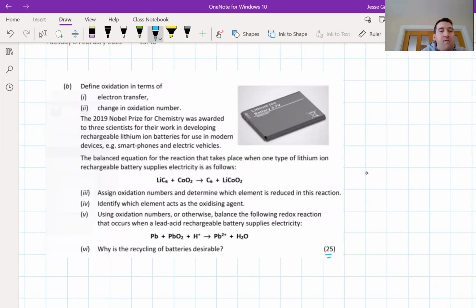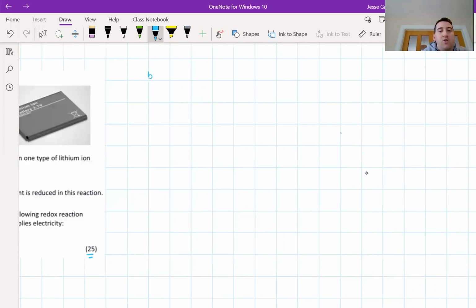It says to define oxidation. So make sure we're talking about oxidation in two ways. First, in terms of electron transfer, and second, in terms of a change in oxidation number. So jumping over here, this was B in the question, and it was part one. We're defining oxidation in terms of electron transfer.